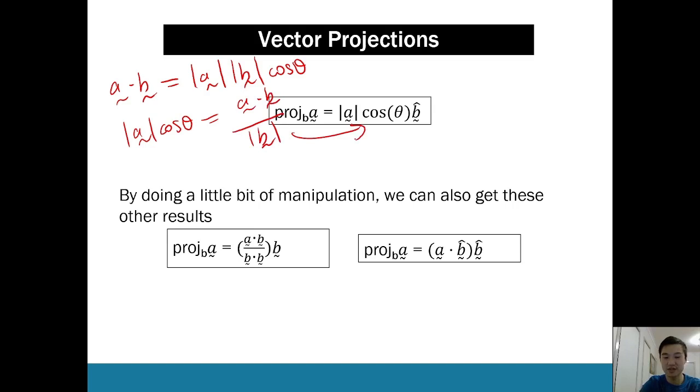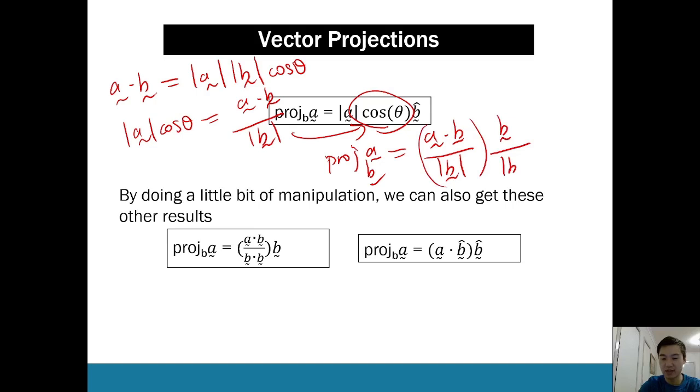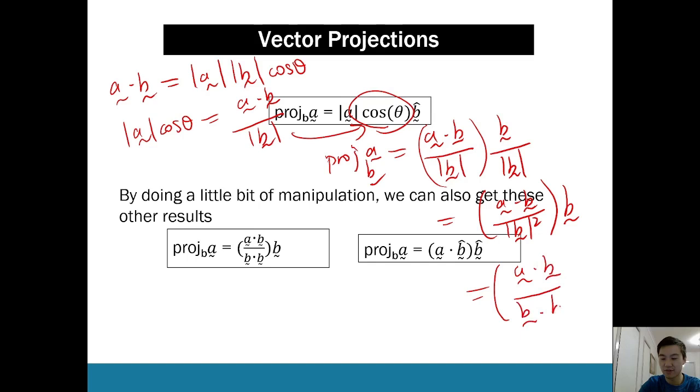If we plug that into this formula, our projection of A onto B will become the dot product of A and B over magnitude of B. And we know that the unit vector of B is B divided by its own magnitude. So this becomes the dot product of A and B over magnitude of B squared, times B. And the magnitude of B squared is just the dot product of B with itself. That's how we get this formula, which you'll see at school. It comes from the pure formula, but with the dot product rearranged to make it easier to use.